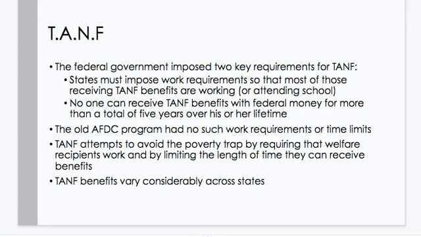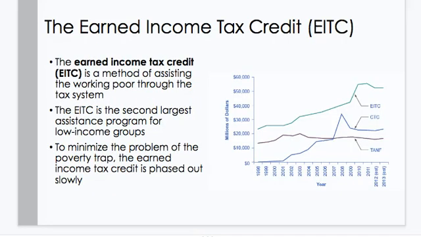TANF attempts to avoid the poverty trap by requiring that welfare recipients work and by limiting the length of time they can receive benefits. TANF benefits vary considerably across states. The Earned Income Tax Credit is a method of assisting the working poor through the tax system. The EITC is the second largest assistance program for low-income groups. To minimize the problem of the poverty trap, the Earned Income Tax Credit is phased out slowly. Here you can see a graph that shows how each one affects the millions of dollars over time.